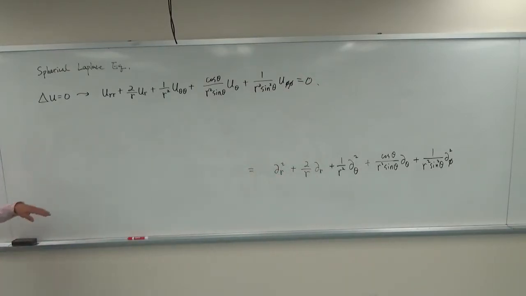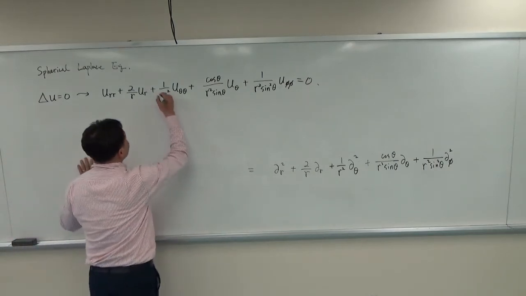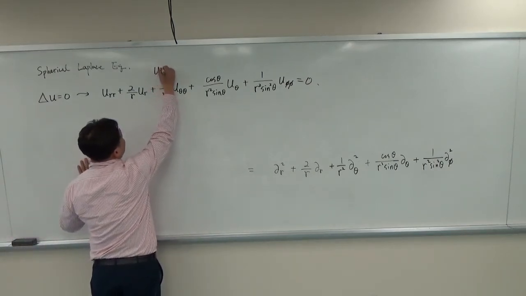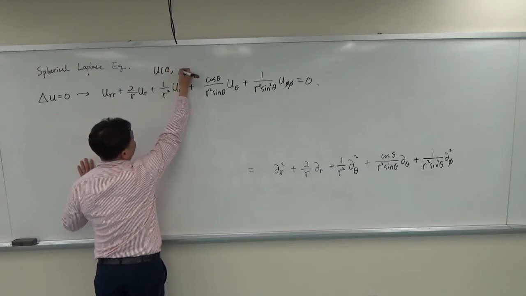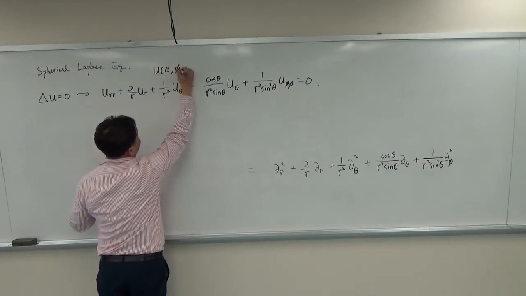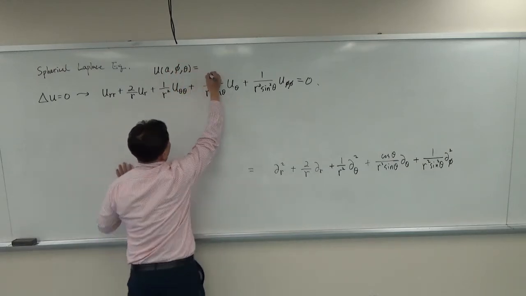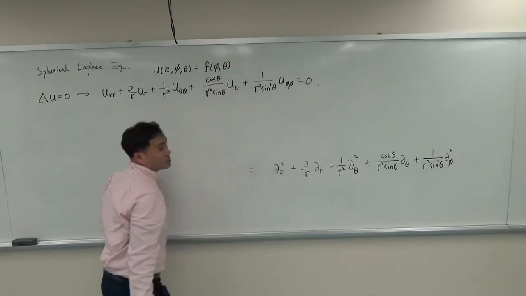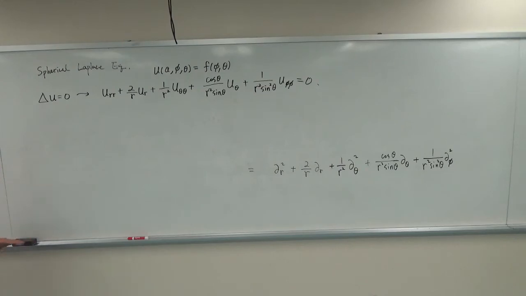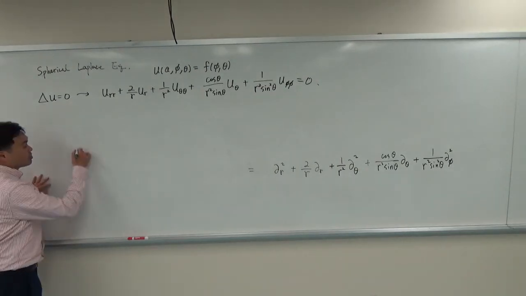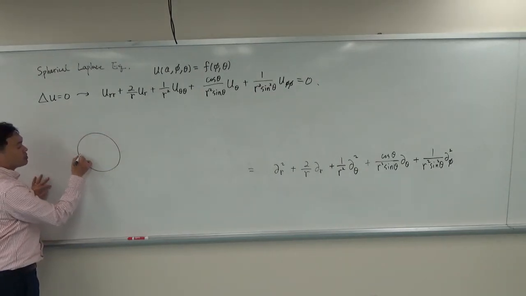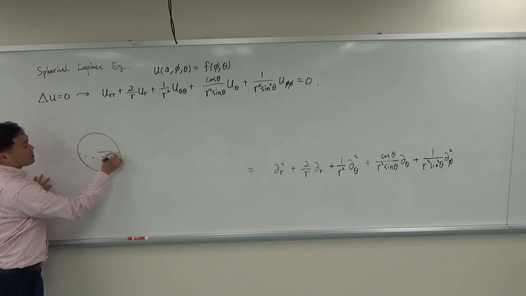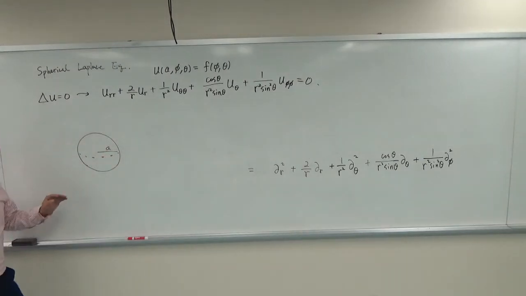And then there are some additional boundary conditions. So we're going to say that the boundary condition is u(a, phi, theta) equals some function f(phi, theta). So what we're seeing is that you have this sphere of radius a, right?